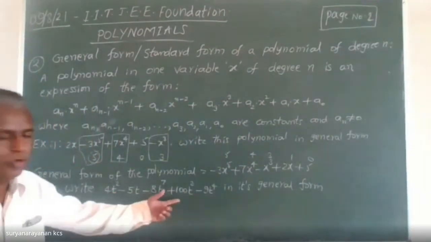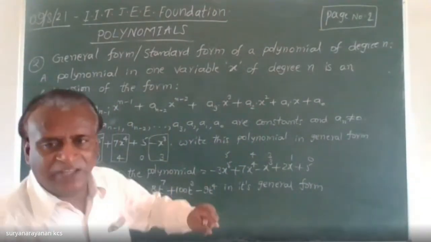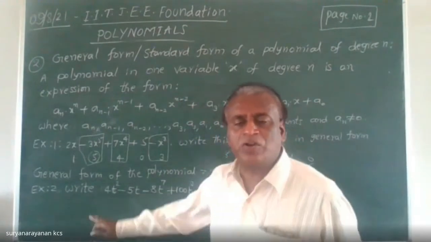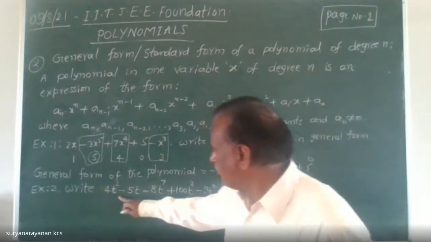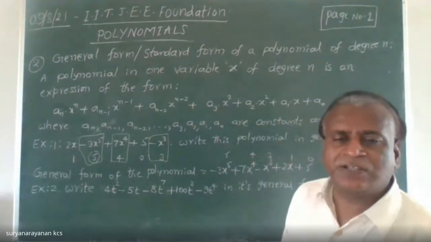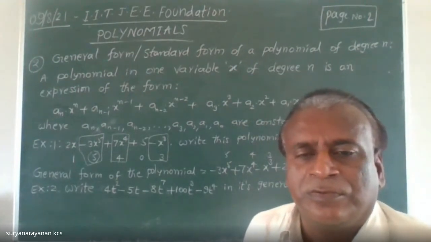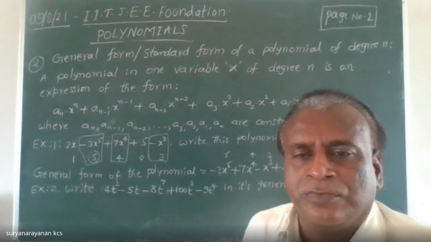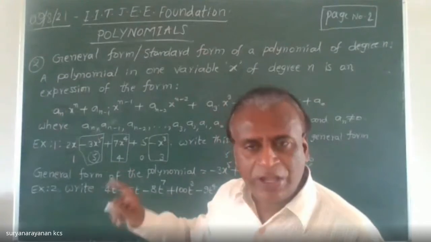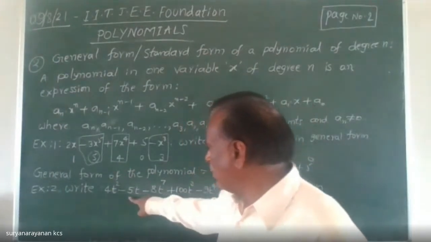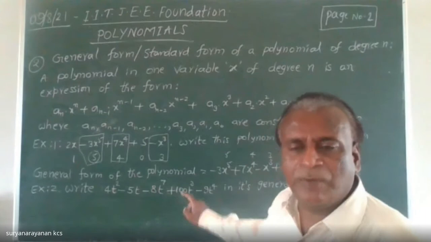It is a polynomial in the variable t. What is the variable in this polynomial? Can you tell me? My dear children, t. T is the variable. In this polynomial, t is the variable.